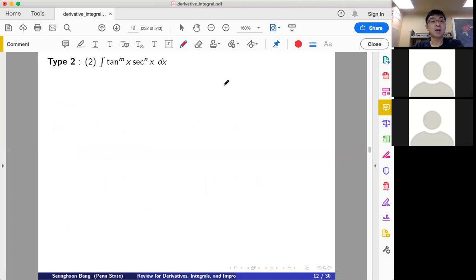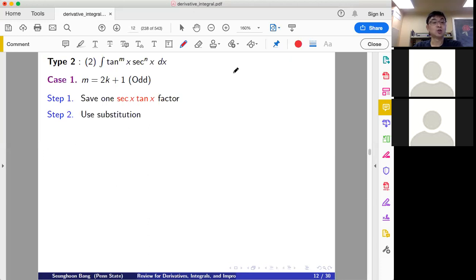Another second type is the integral of tangent to the power m, secant to the power n, dx. Case 1: m equals 2k plus 1. This is like an odd power. So save one secant and tangent factor.